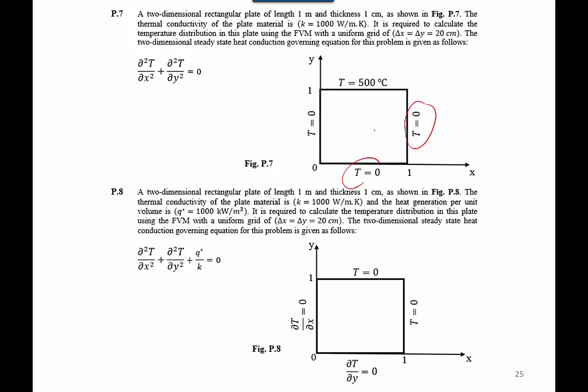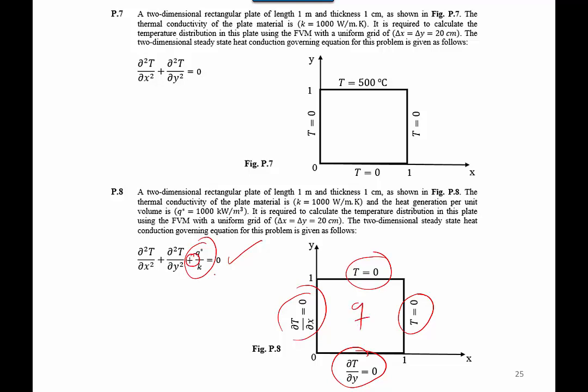The north face has 500 degrees centigrade. So problem number 8 is the same plate with different boundary conditions: both the north side and the east side have a 0 temperature, and the west side and the south side have perfect insulation with a 0 flux value. The governing differential equation is given here, and we see the source term. Since it is positive, there is a heat source here, and it will definitely increase the temperature.